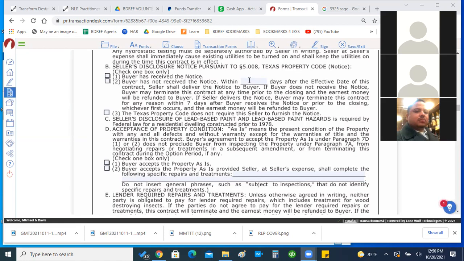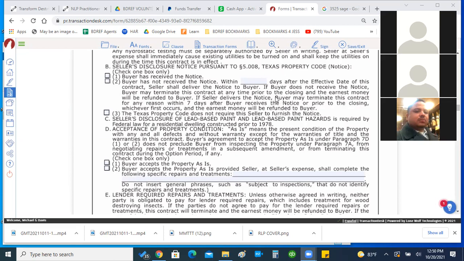Because here's another one of those things: if we never receive the seller's disclosure, then you can terminate. And they also give you, if seller delivers the notice, buyer may terminate this contract for any reason within 7 days after buyer receives the notice or prior to the closing, whichever first occurs, and the earnest money will be refunded.